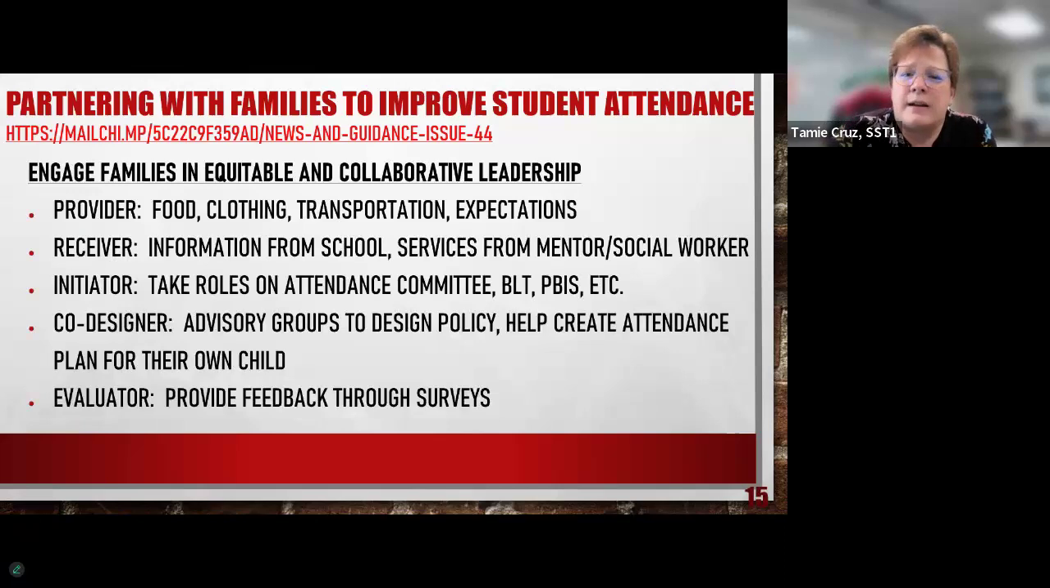Engaging families in equitable and collaborative leadership. There are several different ways we can do this. I know you guys have worked with me with PBIS for a long time. Do you have a family member on your PBIS team or your DLT team? Yay, good job. Or your BLT. Did you want to say something, Corey?